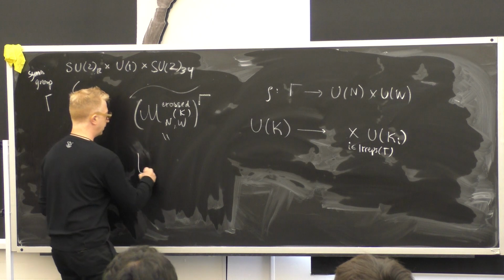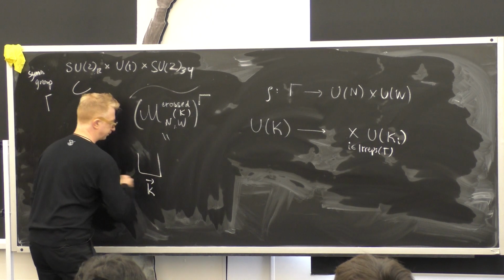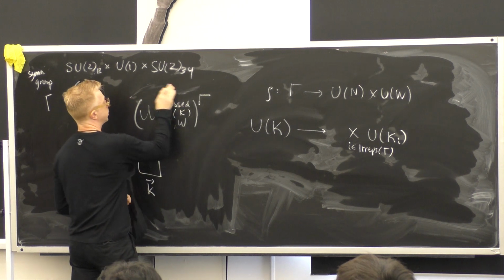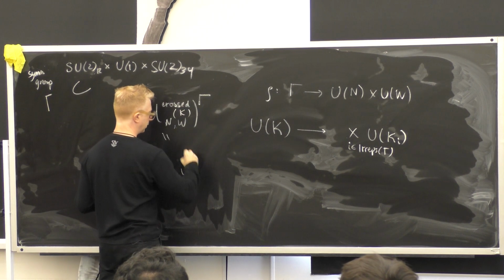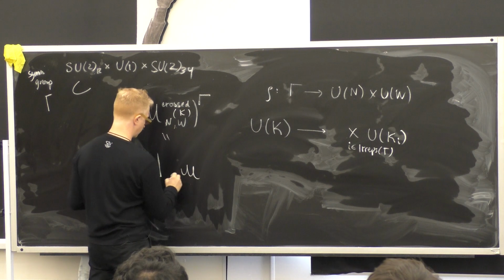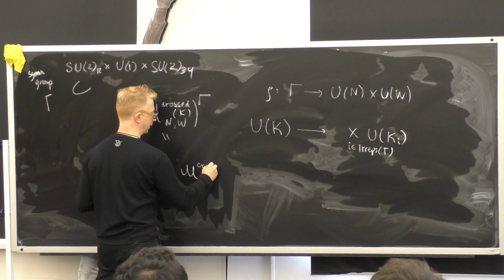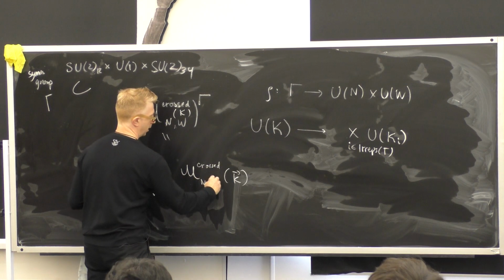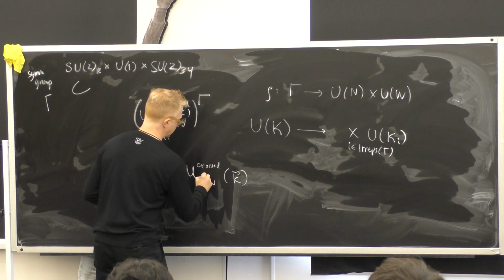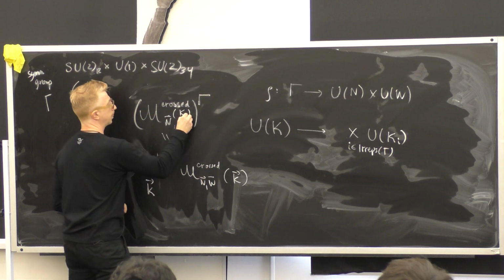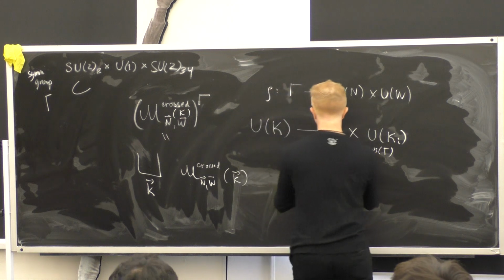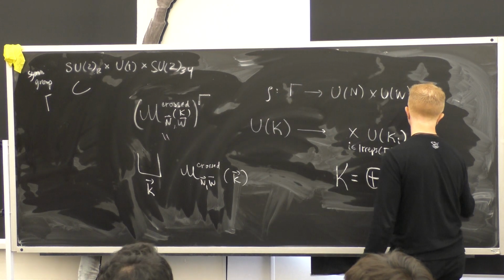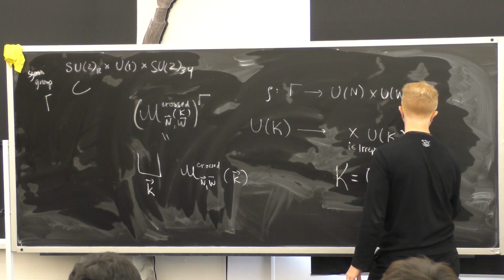Now that will split into connected components. So these are connected components, m crossed k vector. And these connected components are labeled by the way the k space splits into irreducible representations of the group.